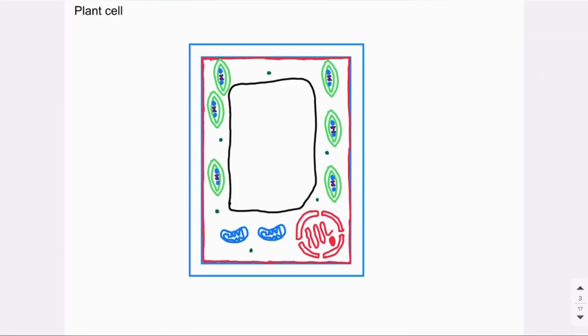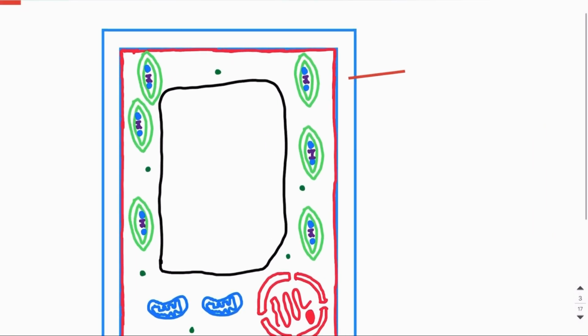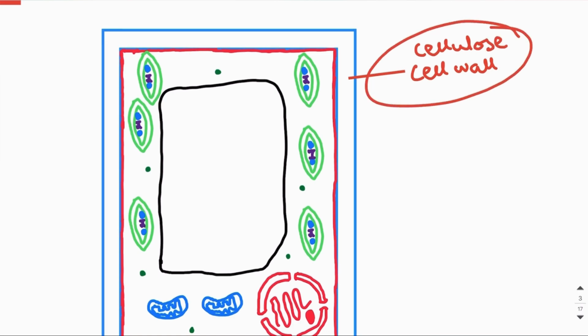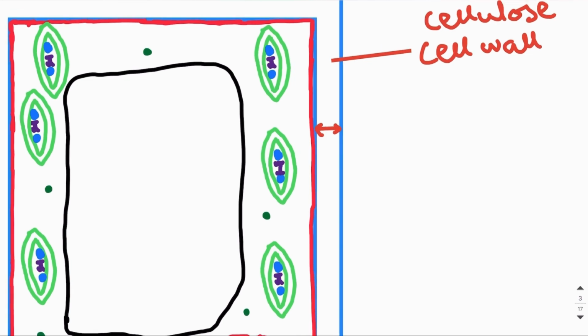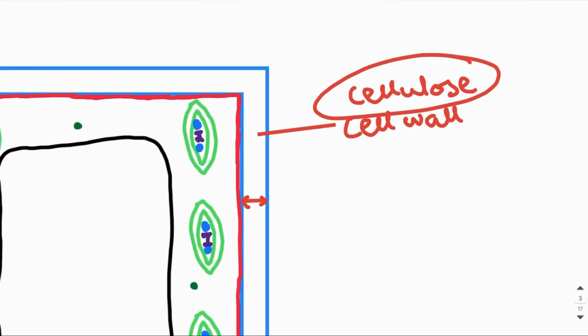Let's now talk about the plant cell. If we label the plant cell, what do we find in the plant cell? The boundary of the plant cell is formed by the cell wall, which is made up of a compound called cellulose. So you need to know that the boundary of the animal cell is formed by the cell surface membrane, whereas the boundary of the plant cell is formed by cellulose cell wall, which is a thick wall made up of a compound or a carbohydrate called cellulose.